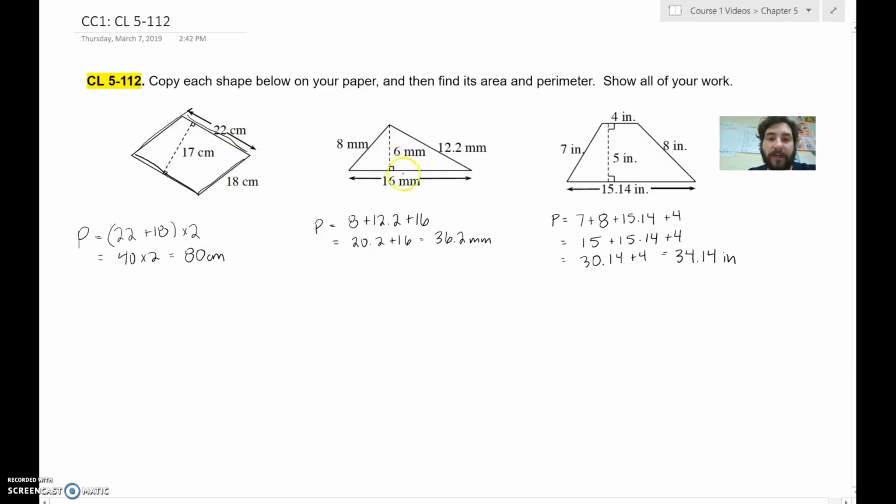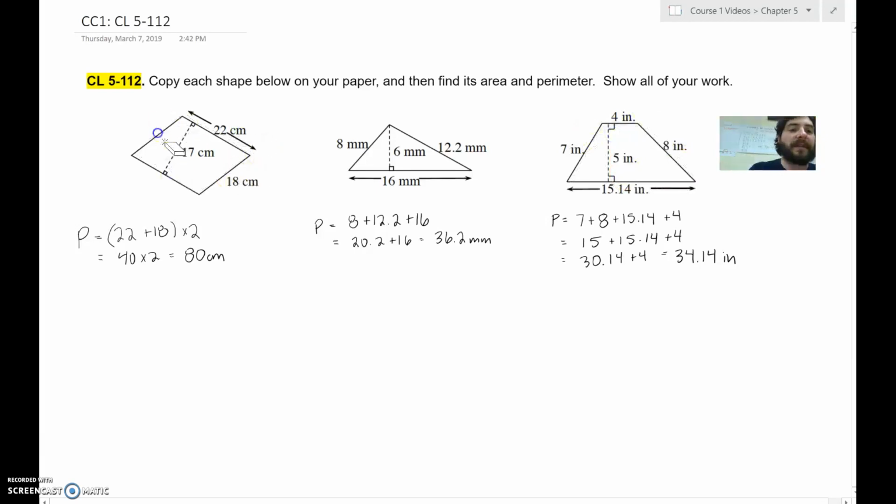For this triangle here, if we just added 8 plus 12 and 2/10 plus 16, you'd get 36 and 2/10 millimeters. And then here for the trapezoid, if I added the 7 plus 8, that got 15, and 15 plus 15 and 14 hundredths is 30 and 14 hundredths, and then if you just add the 4, so 34 and 14 hundredths inches.